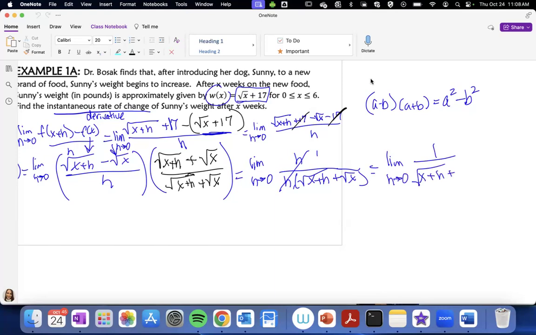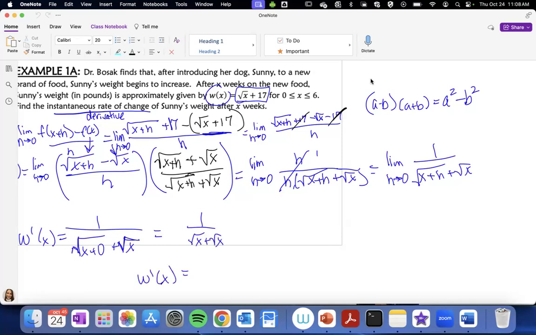Can I now plug in h equals 0? Yes. So this w prime of x is going to be 1 over root x plus 0 plus root x, which is 1 over root x plus root x. What does that equal? 1 over 2 root x. So I have my derivative.